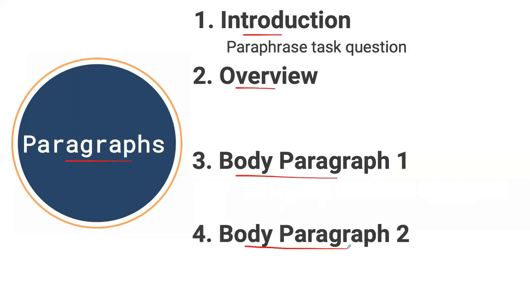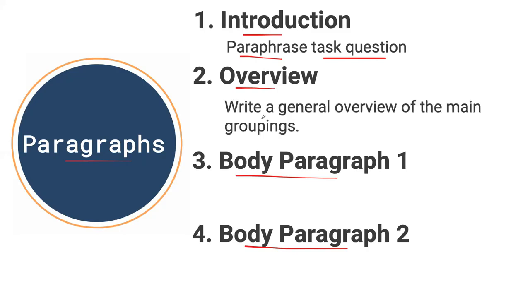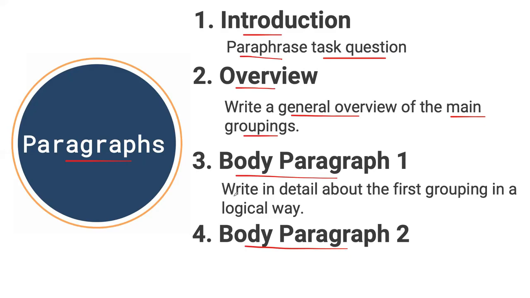So just to summarize, in our introduction, we are going to include a paraphrased task question. I'll show you how I do this when I write the essay in the next step in just a few minutes. But we're going to basically restate the prompt using different words and synonyms. This is a great way to just introduce your piece of writing. Then in the overview paragraph, we're going to write a general overview of the 2 main groupings that we looked at and analyzed in the previous step. And then our last 2 paragraphs are going to be body paragraph 1, which will include detail about the first grouping in a logical way.